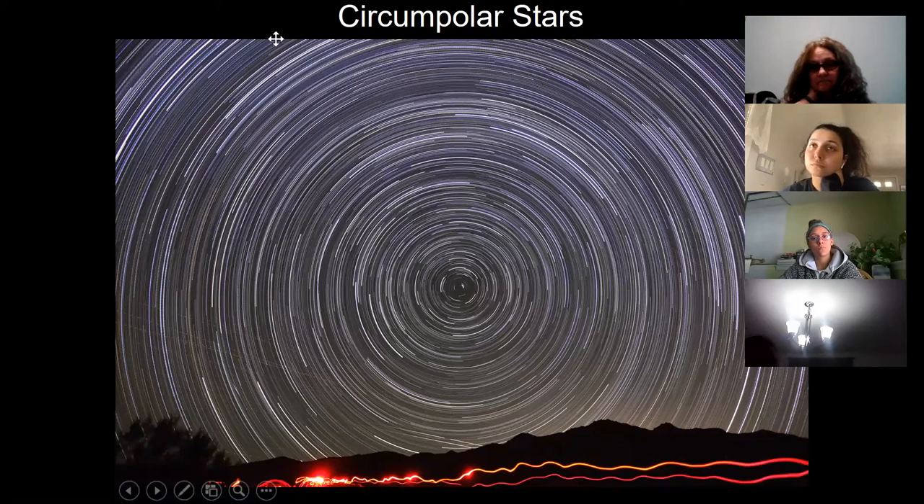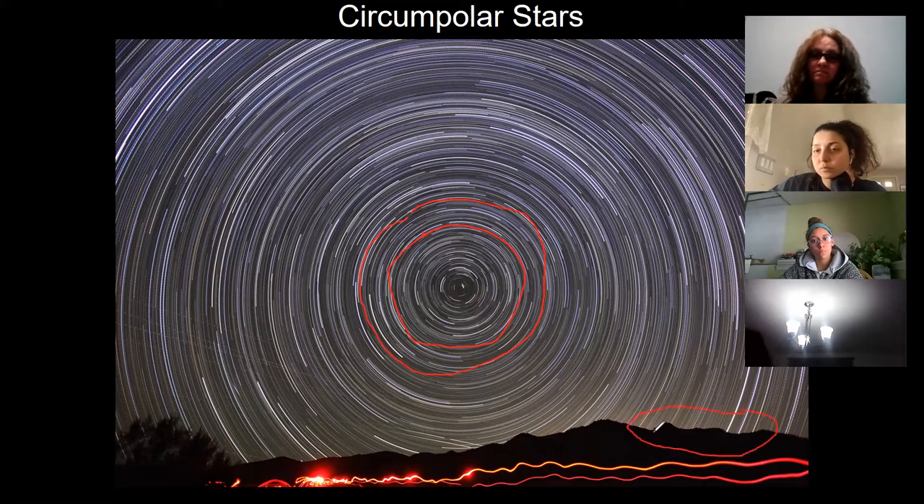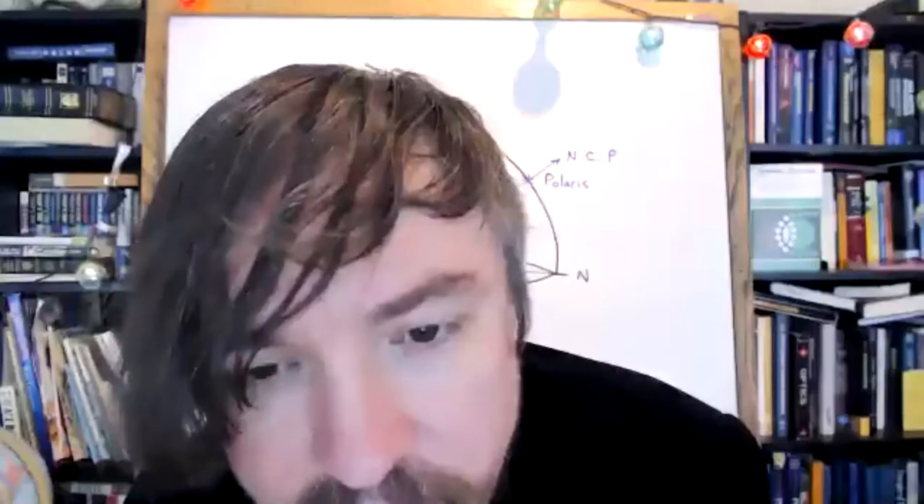Now, there is a subset of the stars which are known as circumpolar stars. Circumpolar stars are those stars which are so close to Polaris that they never set below your horizon and they can be seen all night. They can't be seen all day because it's bright out, but they will be up during the day as well. And these circumpolar stars are close enough to Polaris that they never set below the horizon. So for instance, these circles that I'm drawing are circumpolar, but these stars over here are not circumpolar. They set below your horizon.